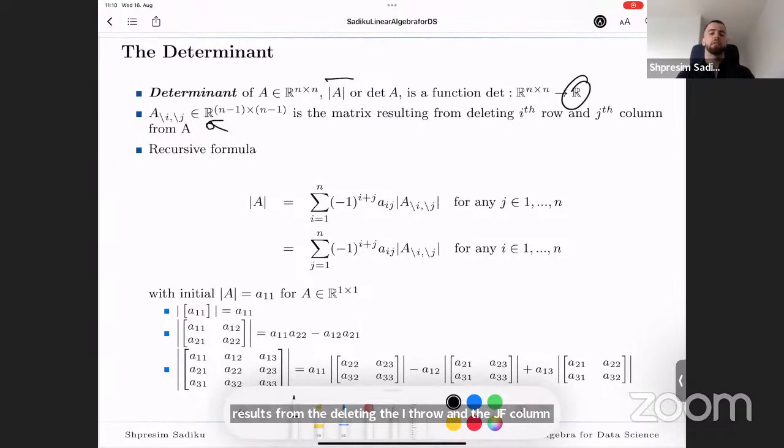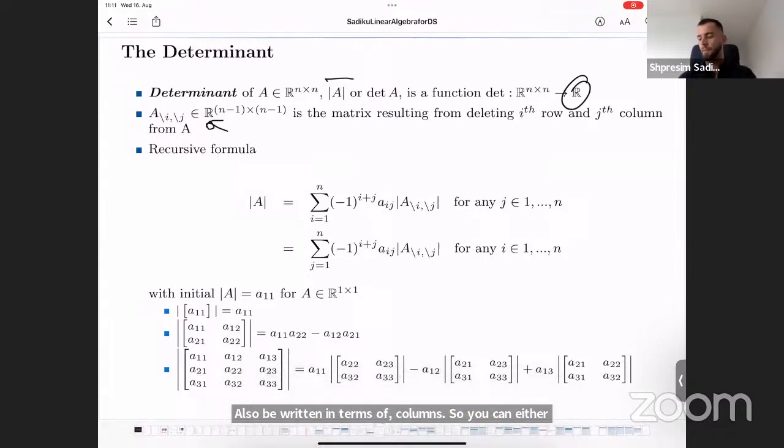The definition for such a matrix is necessary for us to give the recursive formula for the definition of the determinant, which is simply given by the sum over i from 1 to n of (-1)^(i+j) a_ij times this matrix's determinant. And this can also be written in terms of columns. So you can either sum in terms of rows or in terms of columns. By definition, the determinant of a matrix which has only one element in R is simply that element.